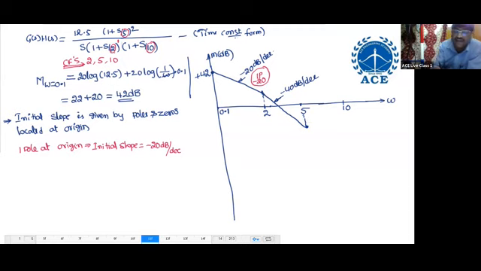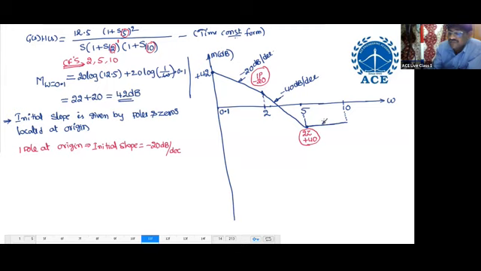Next, at 5, what is there? At 5, there are 2 zeros. 2 zeros means plus 40. So now draw the plot. Plus 40 minus 40, just add it. Plus 40 minus 40 becomes 0.